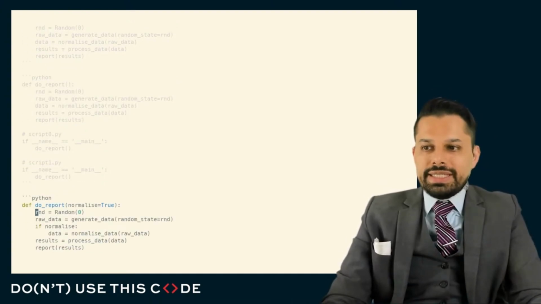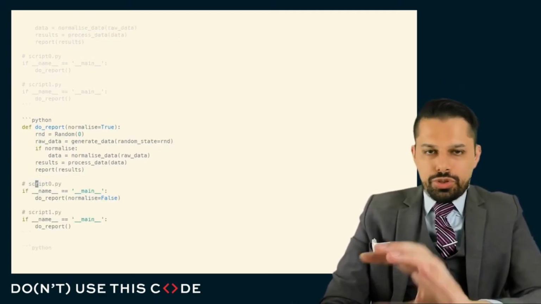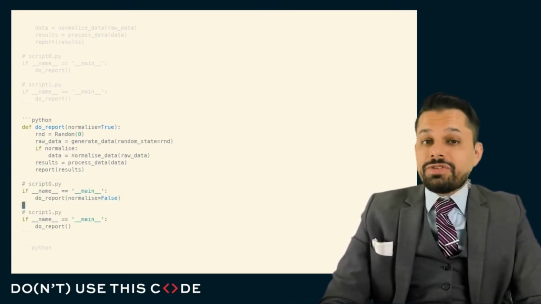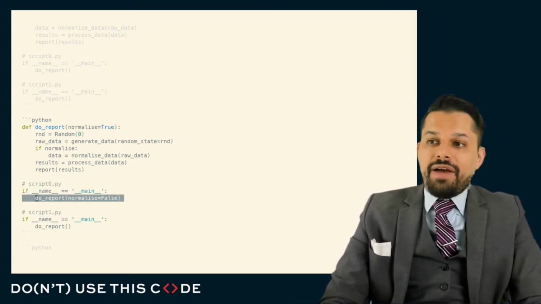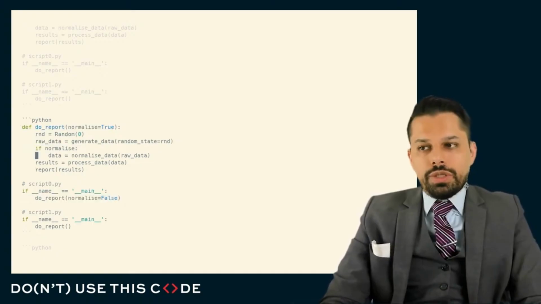Somebody could come to you and say, you know what? I don't want to normalize the data anymore. This user, the person who wrote this, doesn't want to normalize the data, but this user still does, which means we have to create a keyword argument here, and we have to pass that keyword argument here, and then determine whether or not we perform the normalization.